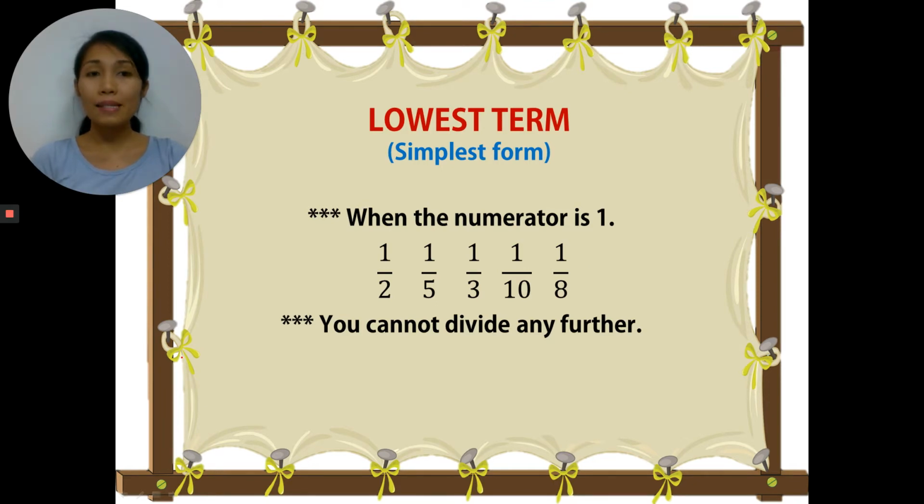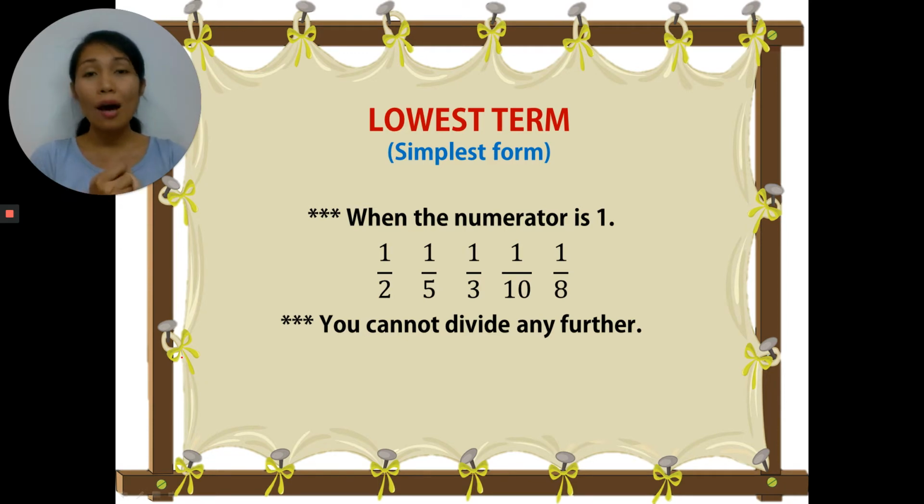Another example is 10. What is a factor of 10? Factors of 10 could be 5. Why? Because 10 divided by 5 equals 2 and there is no remainder. So that means 10 can be divided by 5. Another factor of 10 is 2. Why? Because 10 divided by 2 is 5 and there is no remainder.